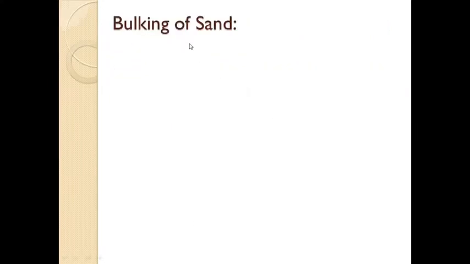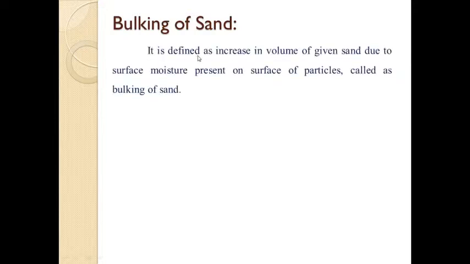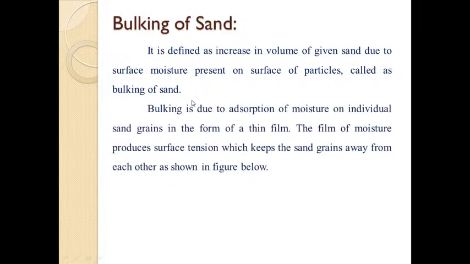So next point is the bulking of sand. What is meant by bulking of sand? It is defined as the increase in volume of given sand due to surface moisture present on the surface of particles, called bulking of sand. So this bulking is due to what? The adsorption of moisture on individual sand grains in the form of a thin film, and this thin film of moisture produces surface tension, which keeps the sand grains away from each other.